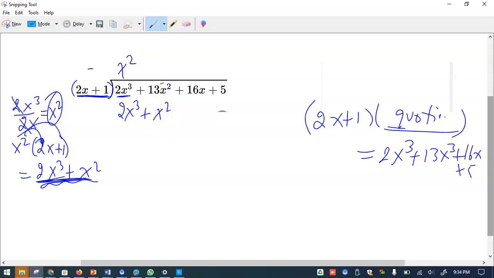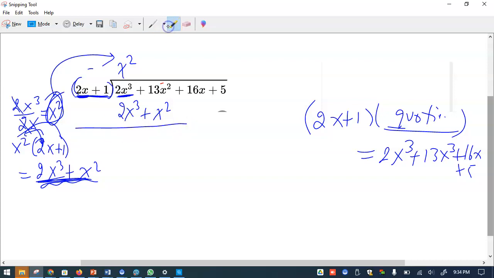So again, I repeat: start with this 2x cubed, divide by the first 2x, and you get x squared, that you put up here. Then again that same thing you multiply to the divisor, use the distributive property and get that. So now next, you need to subtract.